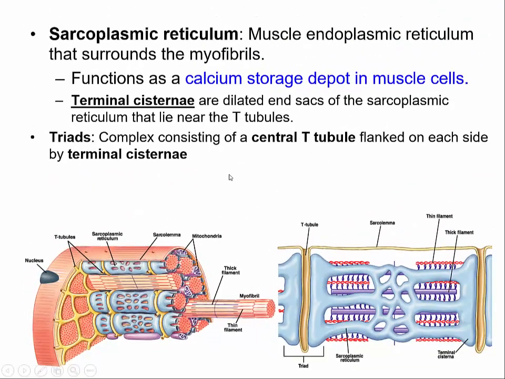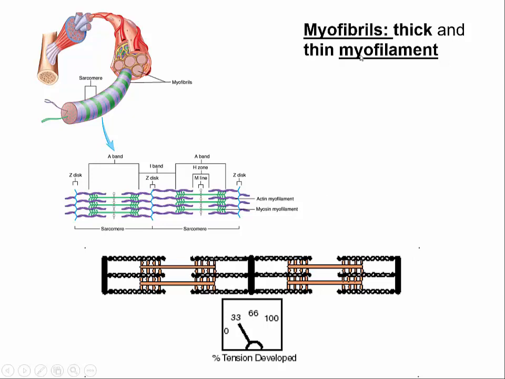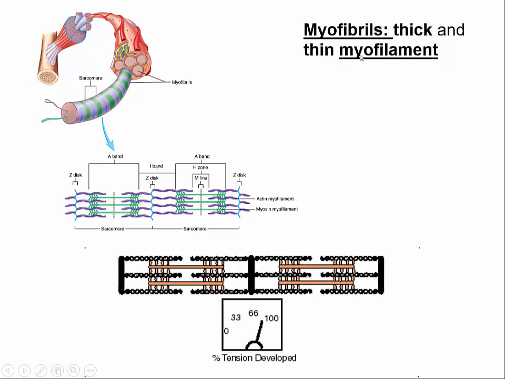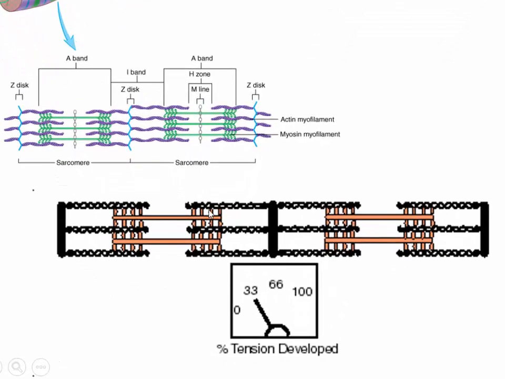So now we're going to go into more detail about those thick and thin myofilaments that make up the myofibril, as shown right here. So the myofibrils consist of thick and thin myofilaments, and we're going to see that these thick and thin myofilaments are going to slide over each other during a muscle contraction.